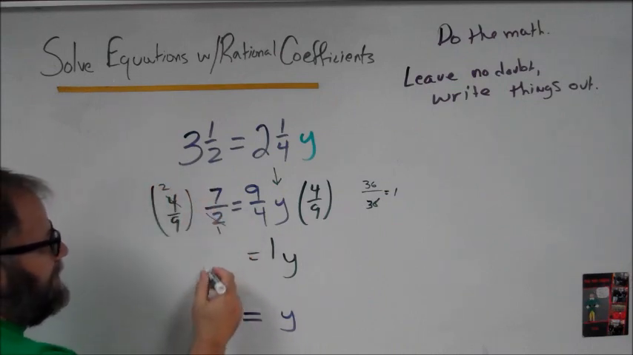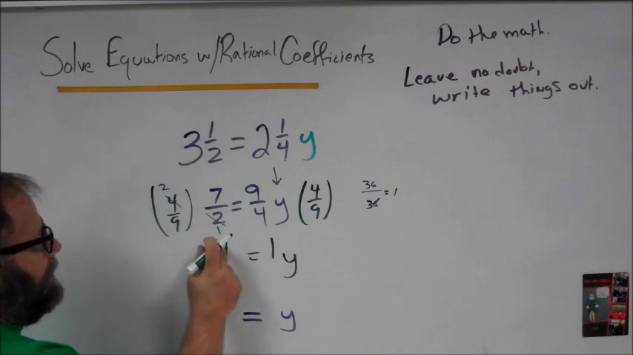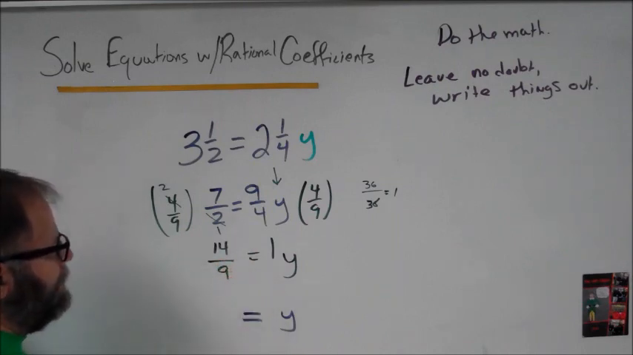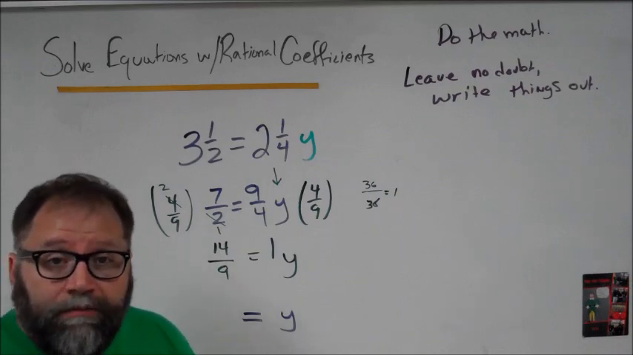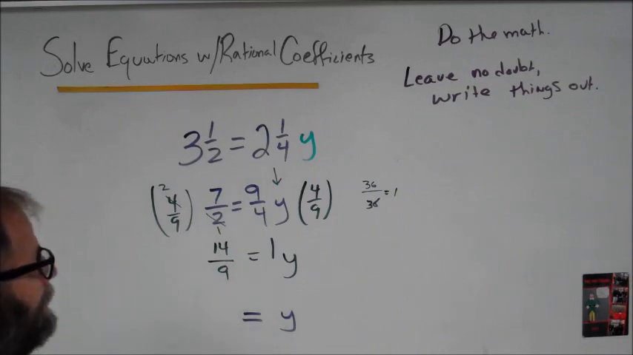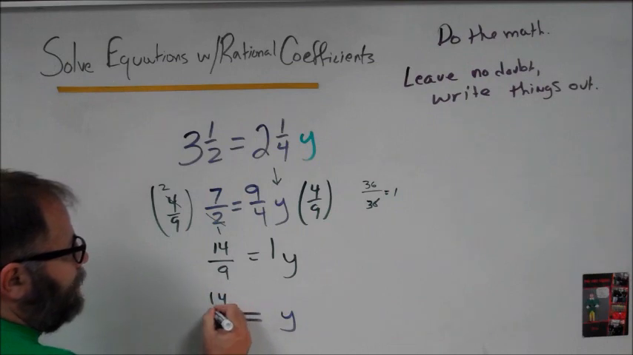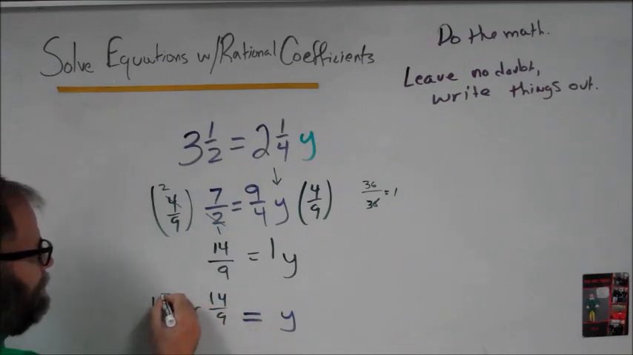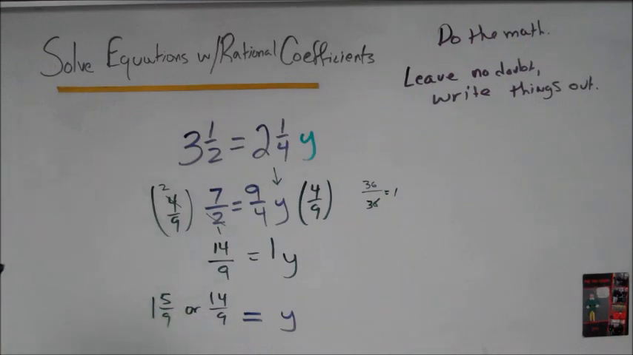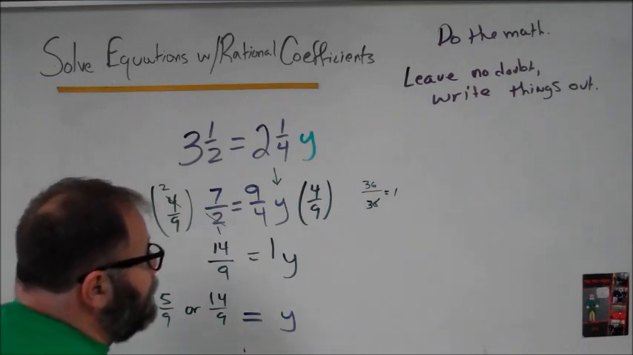Now I have 2 times 7 is 14. 9 times 1 is 9. 14/9. That's fine. We could leave it as 14/9, and what we know then is that y is 14/9, or 9 goes into 14 one time with 5 remaining, 1 5/9. Now I'm going to leave it as 14/9 for when I do my check. So let's step over here and do the check.